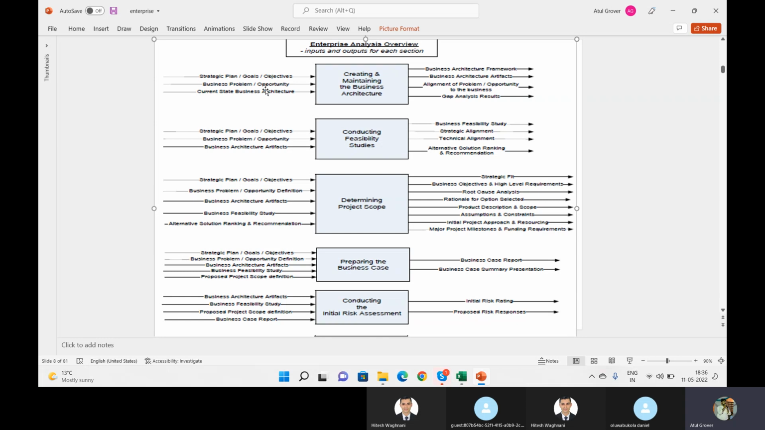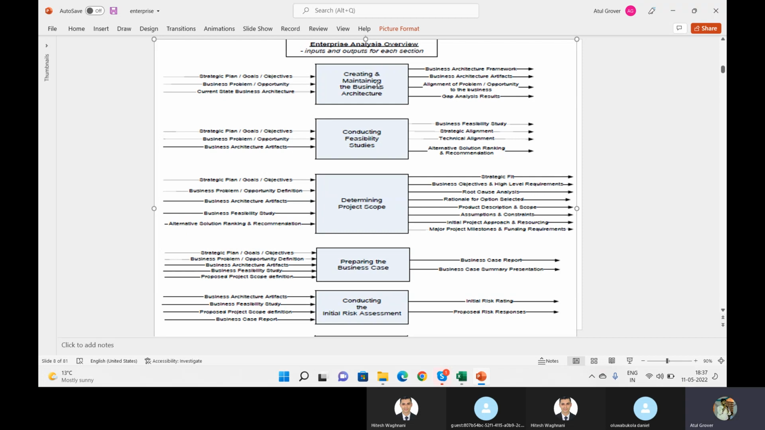Suppose Bukola is working for a company X, and Bukola's client is company Y. Why are they giving business to company X? Because they have some problem in their business. To meet that objective, they have a problem in their mind, and to do that part, they have the current state of the business architecture, so that they give this part to, I can say, the service provider.